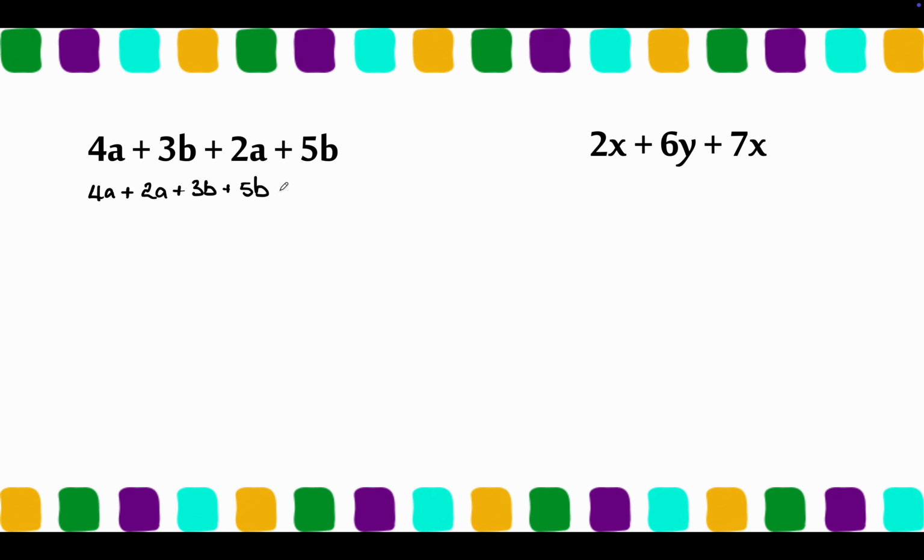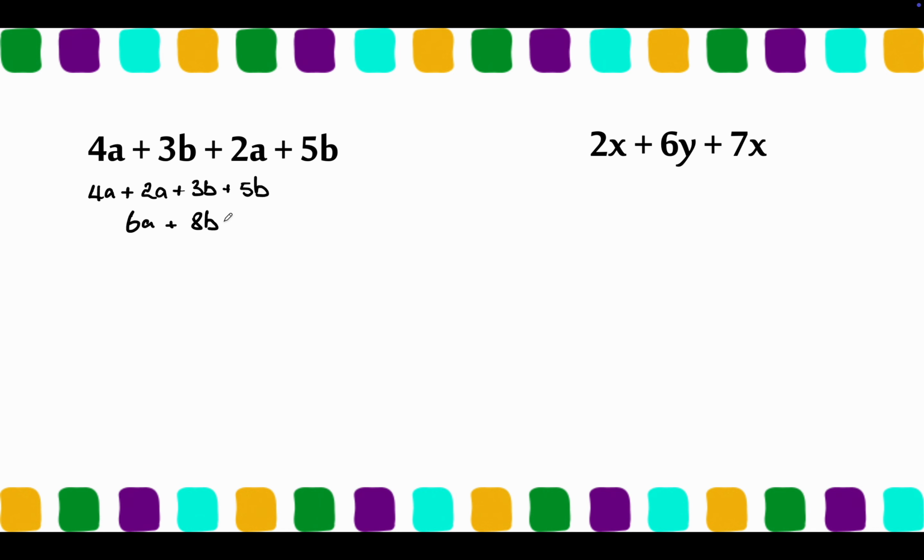Now when we add the coefficients of 4a and 2a, we'll be adding 4 and 2. That will give us 6a. And when we add 3 and 5, the coefficients of 3b and 5b, that will give us 8b. Now we can't go any further because right here, these are not like terms. These would be classified as unlike terms, all right?